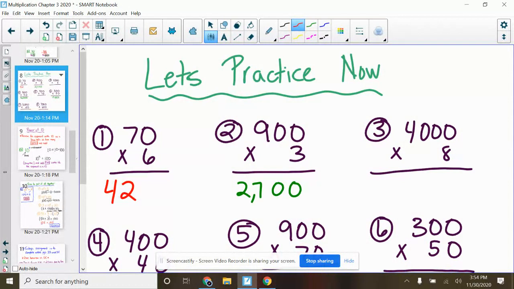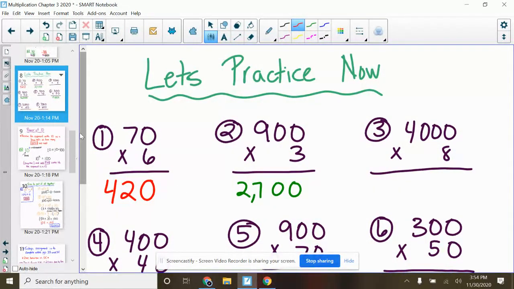Then step 2 would be to count how many zeros are in the actual problem. So in this example here, I only see 1 zero in the whole problem. That 1 zero will match how many zeros go down here in my answer. So since there's only 1 zero in the problem, there's going to be 1 zero in my answer. So for number 1, our quick mental math gave us an answer of 420.